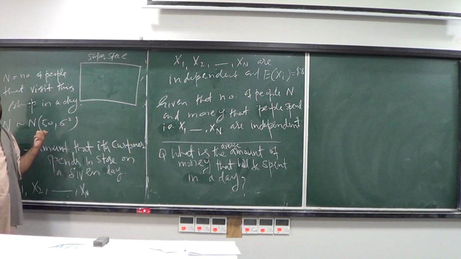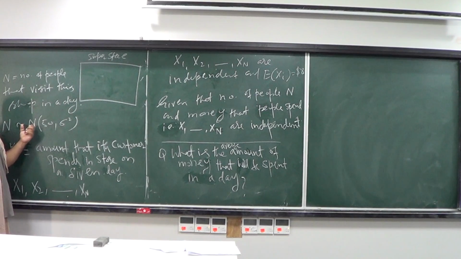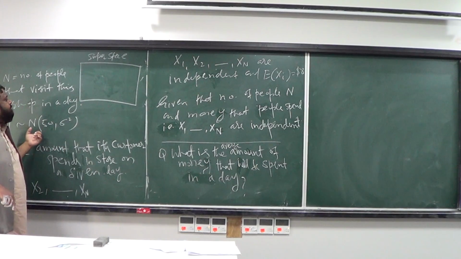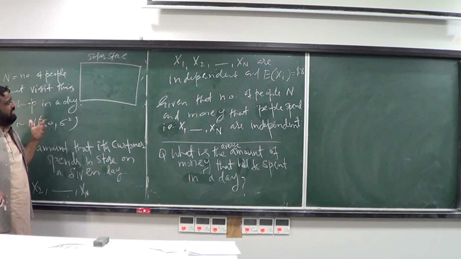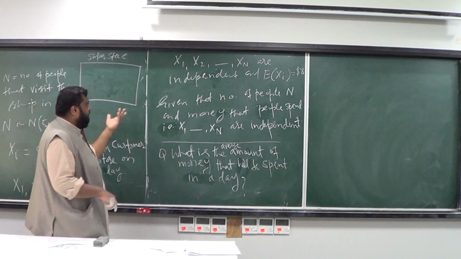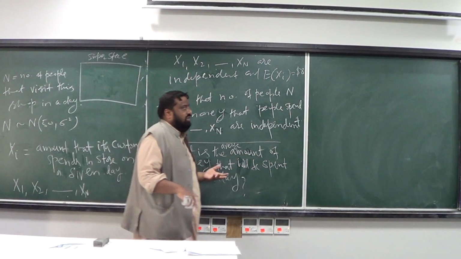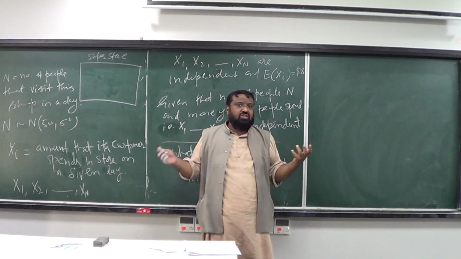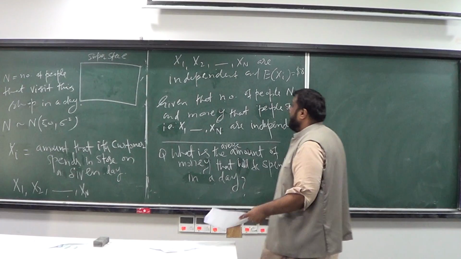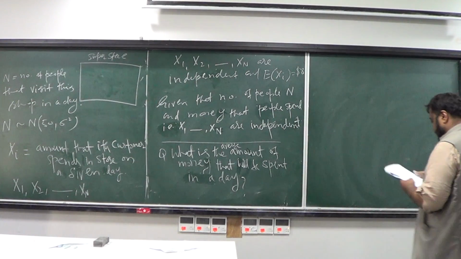There are 50 people, for example, visiting the store on that given day. So the average earnings of this store must be 50 times $8. So this must be the money. Let's see whether our intuition is correct or not.